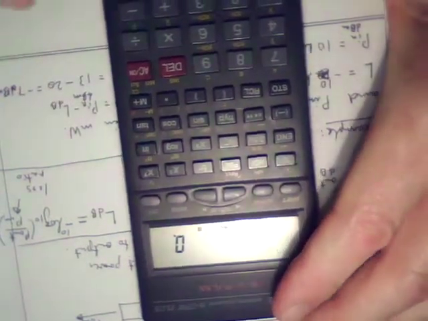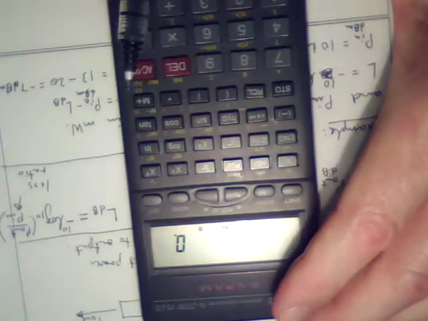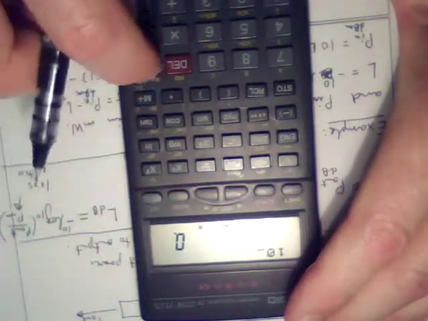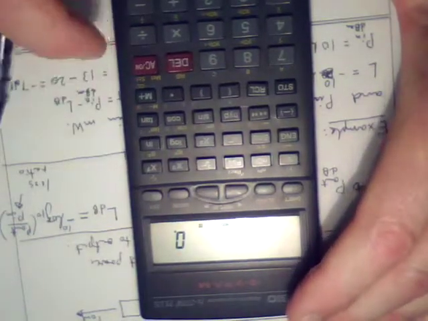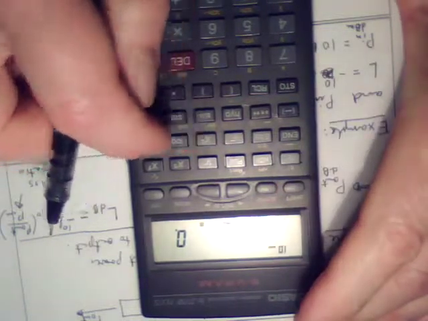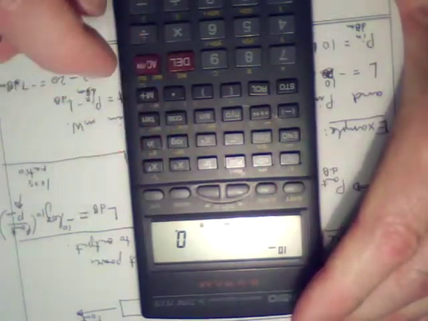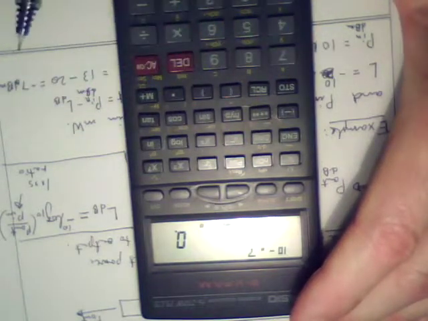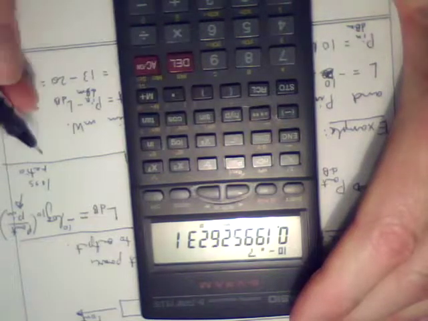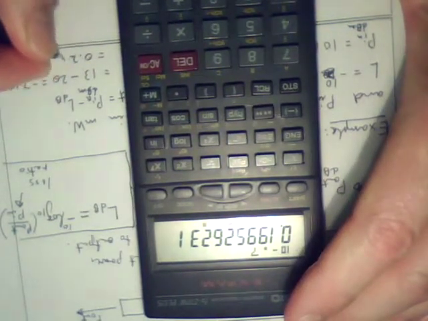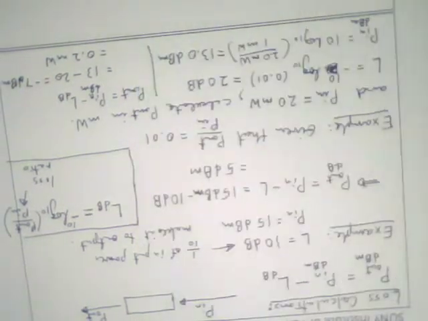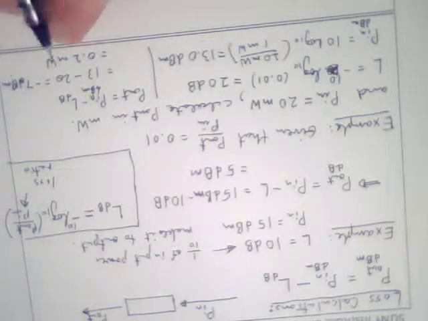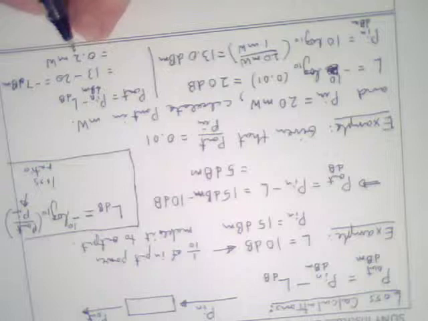I take -7, divide by 10, and raise 10 to that power. I have a 10 to the x button on this calculator, so 10 to the -0.7 equals, and I get 0.2 milliwatts. And that makes sense because it is 3 dB above -10 dBm. -10 dBm is 0.1 milliwatts, and 3 dB up doubles the power.